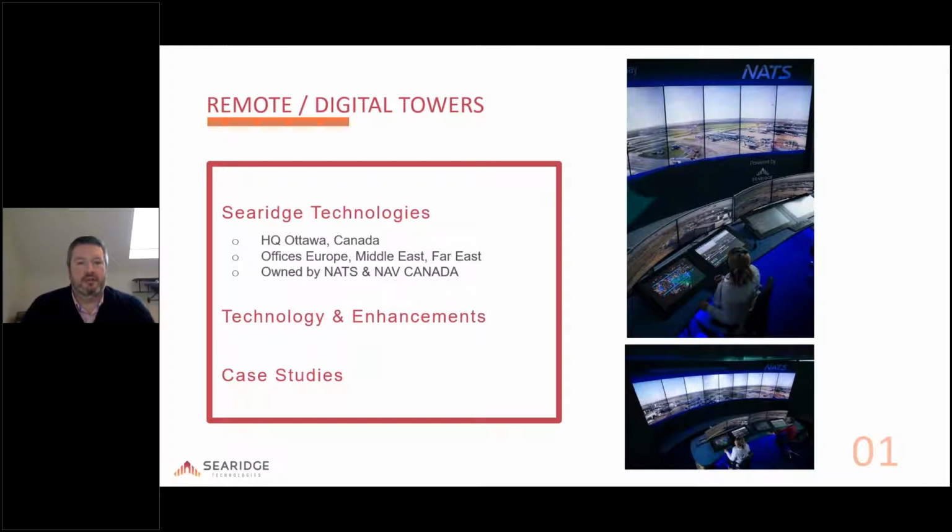So Searidge Technologies, we're based in Ottawa, Canada, and we have offices across key markets around the globe. We're owned by 2 ANSPs in NATS and NAV Canada. And we've been in business for over 15 years now, and have been providing systems firstly in Canada and then across Europe and the Middle East and the Far East as well. So I'm going to talk a little bit about our approach to technology and then focus on a couple of case studies. And hopefully this will be some interesting information that you maybe haven't heard before.